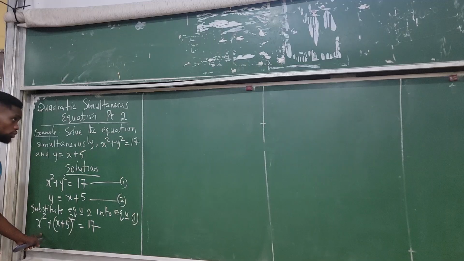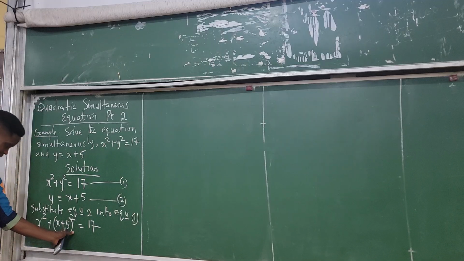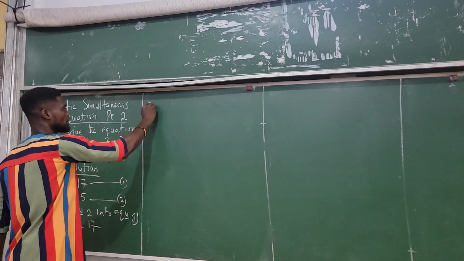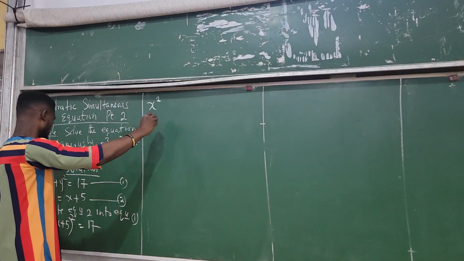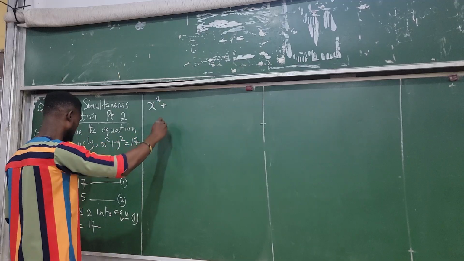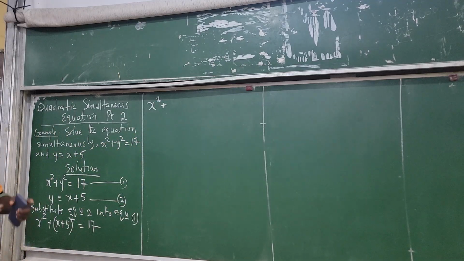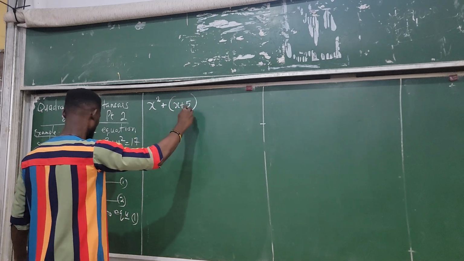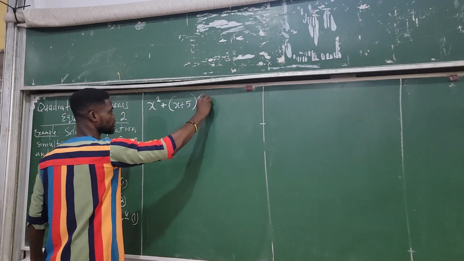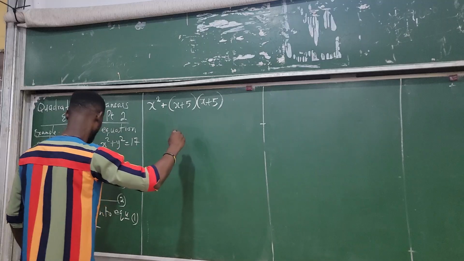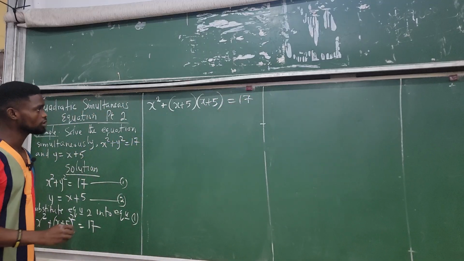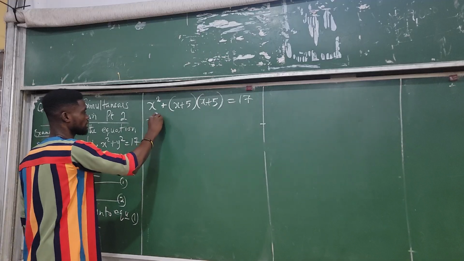So what do we do? Let us expand. That is bracket x plus 5 square. So we're going to expand this. So if you do that, we have x square plus, expanding this, it means that it's into two places. So expand it. So we have x plus 5 and we also have x plus 5 is equal to 17.